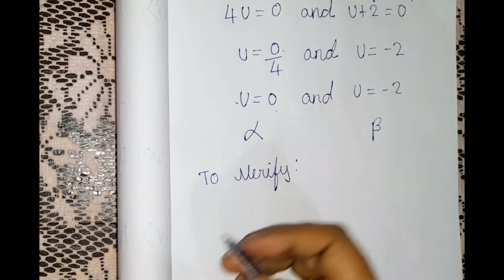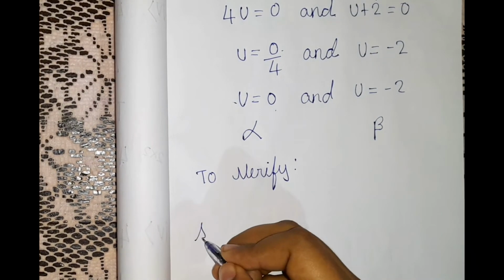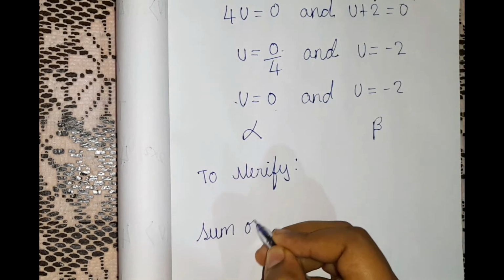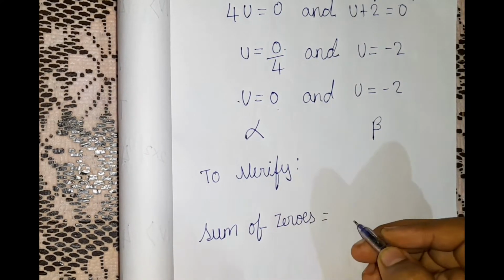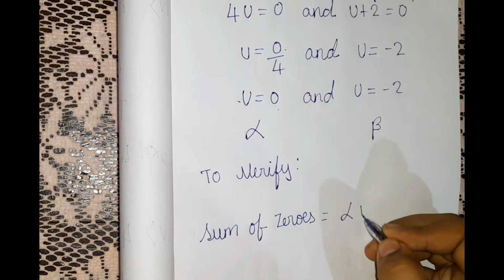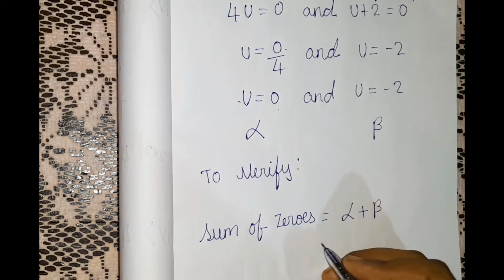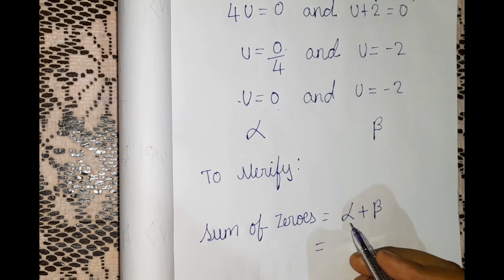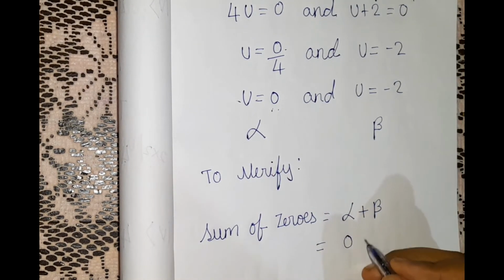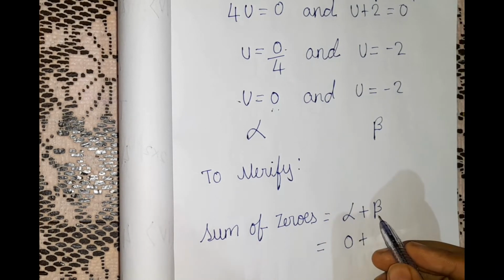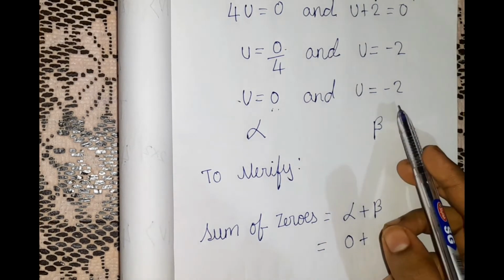So verify. So what is the first formula? The first formula is sum of zeros is equal to alpha plus beta. Okay, so what is the alpha value? The alpha value is 0, so I shall write 0 and plus as it is. And what is the beta value? So the beta value is minus 2.